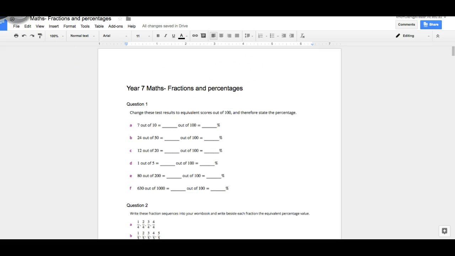So our first one is 7 out of 10. I'm just going to write 7 over 10. And we want that to be a score out of 100 because percentages are always out of 100. Okay, so that's the purpose of percentages. So we can make comparisons. So if we always have things out of the same number, which is 100, then we can make easier comparisons.